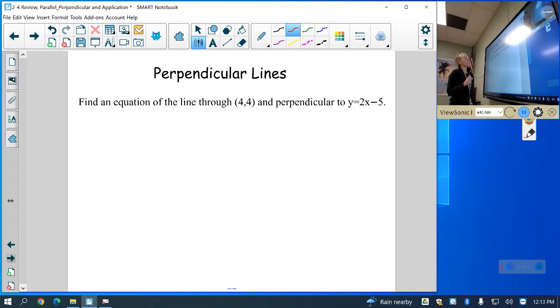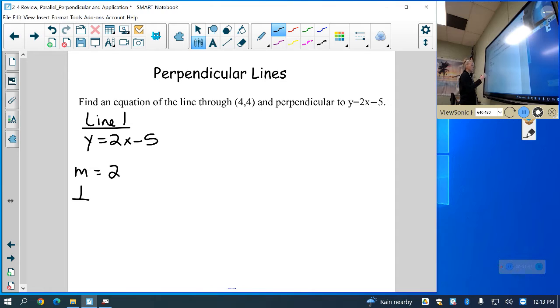Find equation of a line through 4, 4 that's perpendicular to the same line. So we still have the same line. So line 1 is still y equals 2x minus 5. Okay, so the slope for this one is still 2, but now the perpendicular slope is not going to be 2 because it's the opposite and reciprocal. So the reciprocal of 2 is 1/2, and the opposite is negative 1/2.